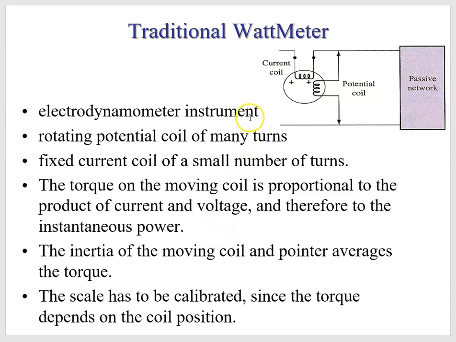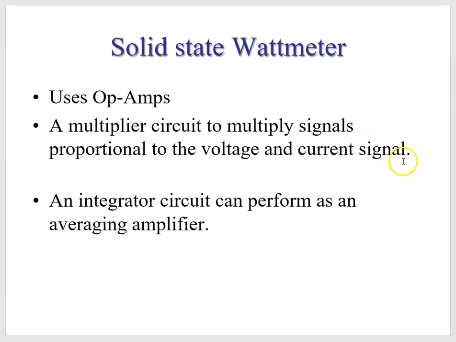The scale of this has to be calibrated, since the torque moves a needle, and where that needle ends up depends on the position. So this device had to be calibrated, and also, being an analog device, it couldn't measure negative power. A solid state wattmeter is going to use op amps. It's going to use a multiplier circuit to multiply the current and voltage signals, and then it'll use an integrator to perform the averaging.